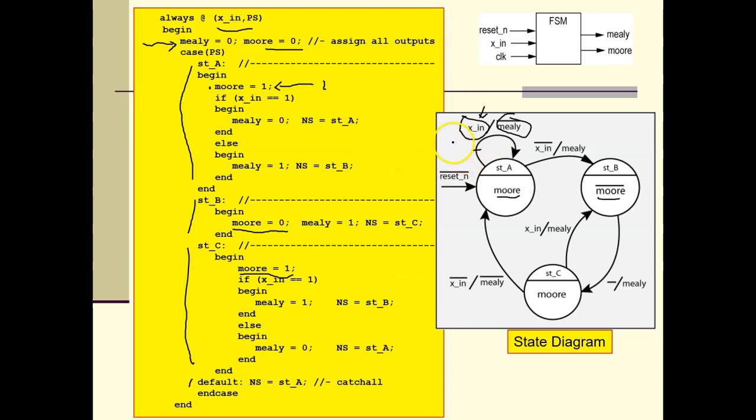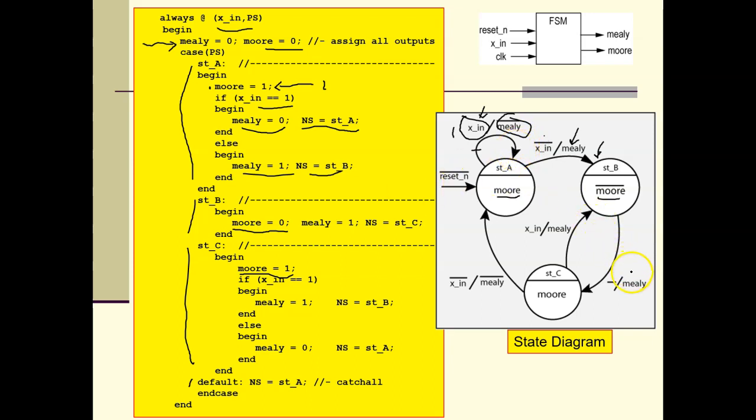The output is not in any way associated with the transition. Okay, so you can see it. Look over here. If X is a 1, it goes back to state A, and Mealy is a 0. Next state is assigned in A, and Mealy is a 0. Or else, Mealy is a 1, and it goes to state B. Okay, there it is. Mealy is a 1. It goes to state B when X in is not 1, which means it's 0.